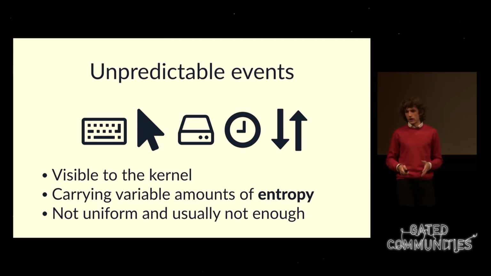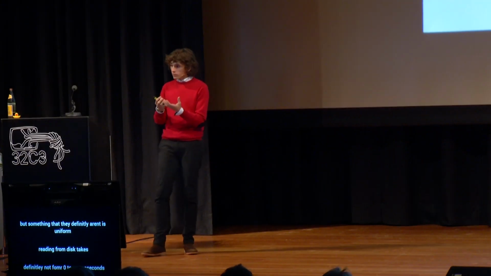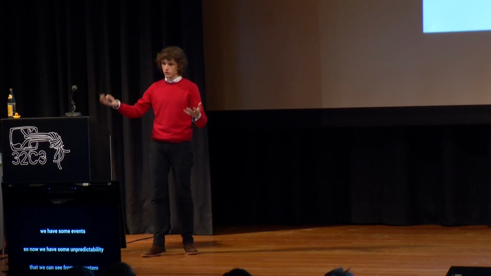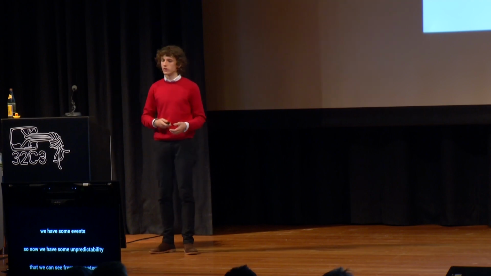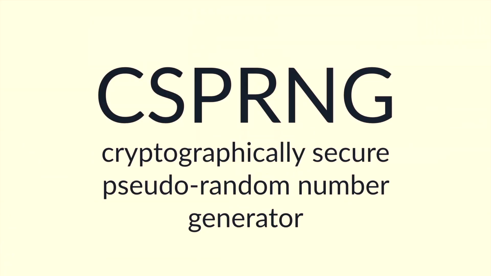But something that they definitely aren't is uniform, because as I said, for example, reading from disk might take a specific range, definitely not from 0 to 255 nanoseconds. And usually they're not enough to satisfy all our random bytes needs, right? So now we have some unpredictability. We have some events that we can see from our system, and we want to turn that into a stream of random bytes that we can use to generate SSH keys and DNS query IDs, etc. Enter a CSPRNG. Cryptographers like their acronyms very long. It's a cryptographically secure pseudo-random number generator.